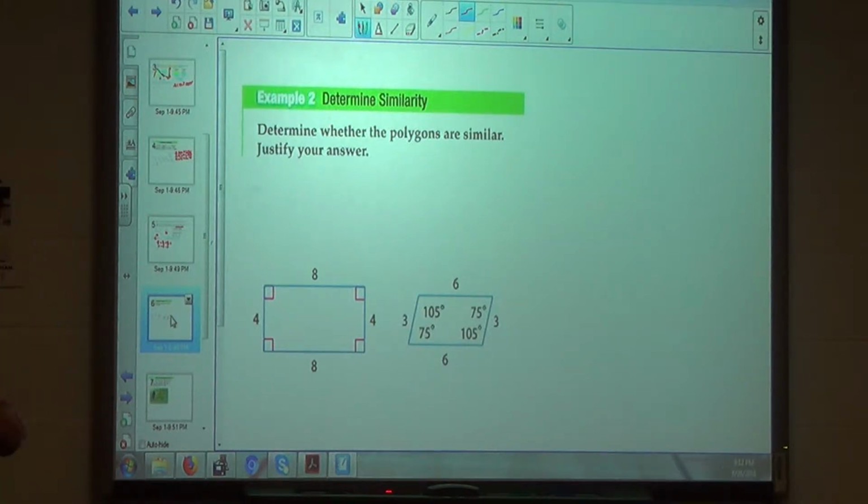Okay, let's try this one on your paper quick. Just jot down the answer. Determine whether the polygons are similar right up here and justify your answer.